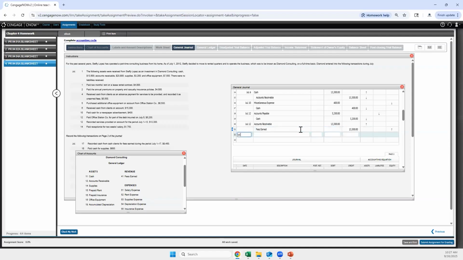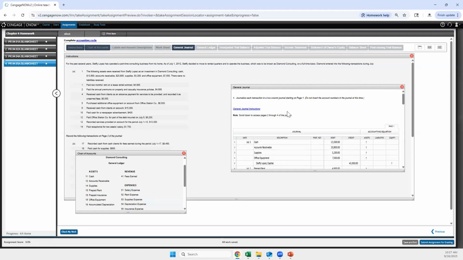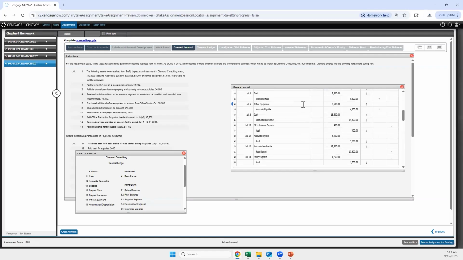And then July 14th, paid receptionist for 2 weeks' salary. So that's going to be a debit to salary expense, 1750, and then we have to make sure that that's in the right box. And then a credit to cash for the same amount. That completes page 1 of the ledger.